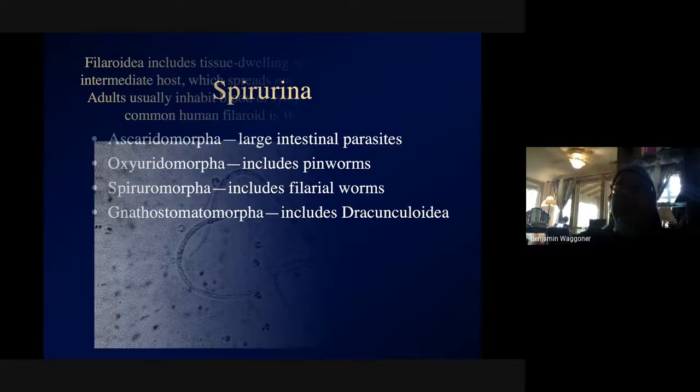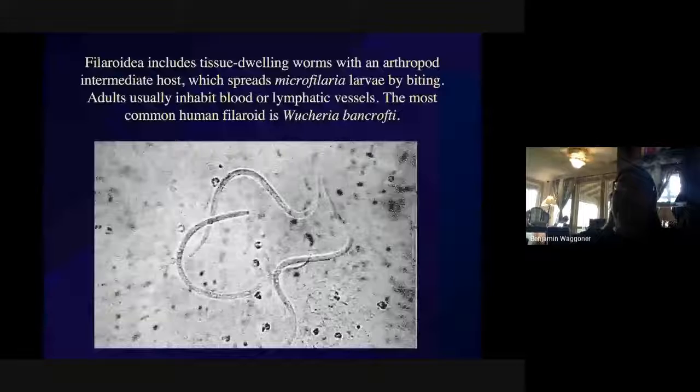So starting with the spiruromorphs, that includes filaroid worms. Filaria refers to nematodes that have a stage in the circulatory system. And filaroidea, these worms have an arthropod intermediate host, and the larvae, which can be extremely small, are spread by biting. In the case of canine heartworm, it's a mosquito. In the case of Wuchereria bancrofti, it's also a mosquito. In other cases, it might be black flies. The larvae may be injected, or they may crawl into the bite wound.